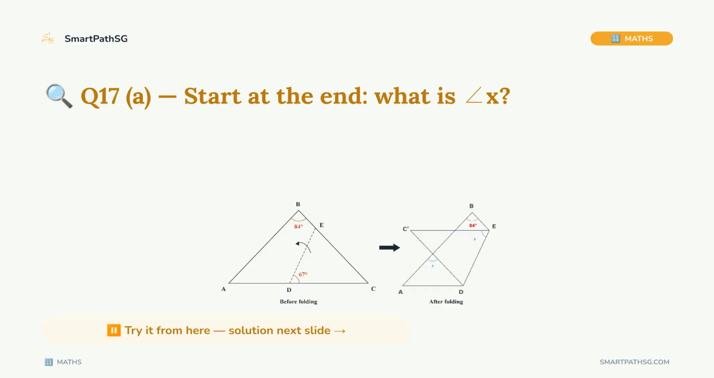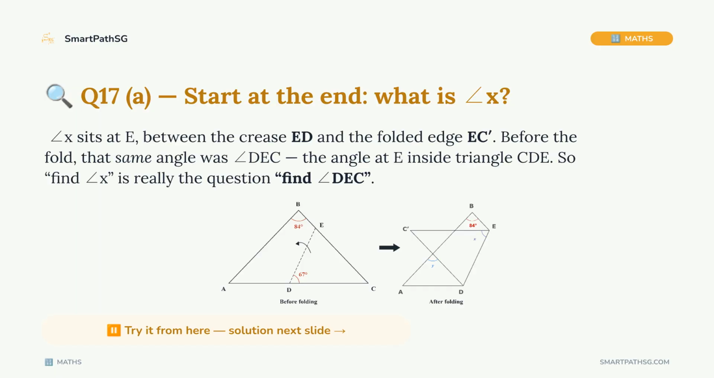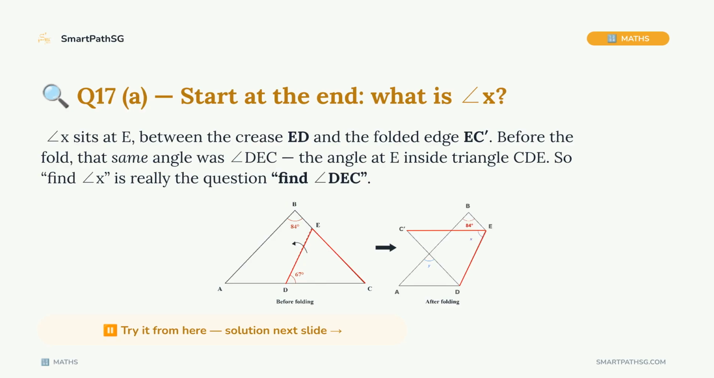Let's first look at where angle X sits. It's at E, between the crease ED and the folded edge EC prime. Before the fold, that same angle was angle DEC, the angle at E inside triangle CDE. Folding just carried it across the crease unchanged. So the question find angle X is really the question find angle DEC, and that's an ordinary triangle problem.